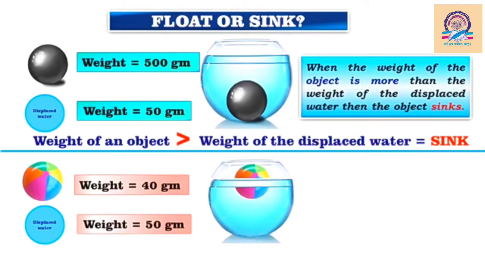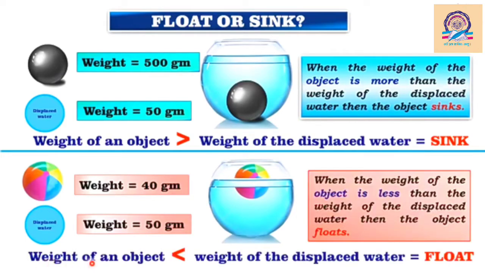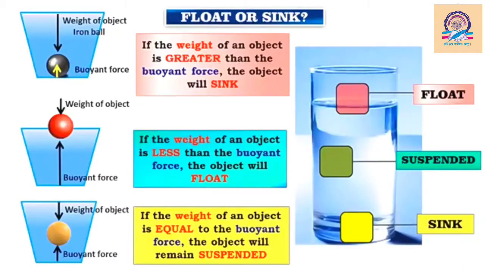And in the next example, the weight of the plastic ball is 40 grams and the weight of the displaced water is 50 grams. Here the weight of the plastic ball is less than the weight of the displaced water. So when the weight of the object is less than the weight of the displaced water, then the object floats.